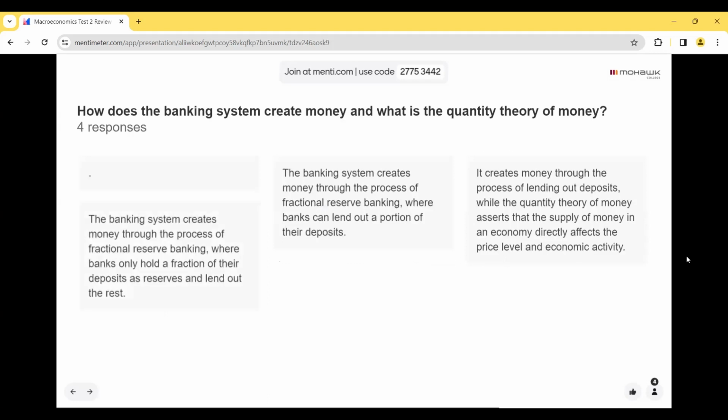The banking system creates money through the process of fractional reserve banking, where banks can lend out a portion of deposits. It creates money through the process of lending out deposits, while the quantity theory of money asserts that the supply of money in an economy directly affects the price level and economic activity.